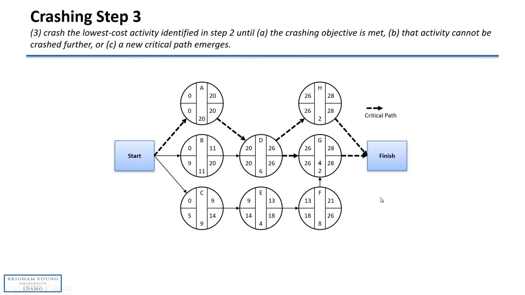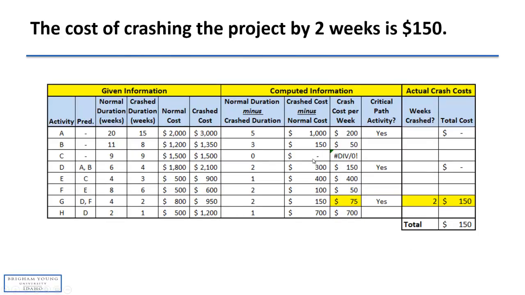And we can shorten G by 2 weeks, so we would take it from 4 weeks down to 2 weeks. And as a result, our longest paths now would be ADH, 28 weeks, and ADG, which was the critical path at 30 weeks, but since we took 2 weeks out of that path, it's now at 28 weeks. So the cost of crashing the project by 2 weeks is $150, but we still have further to go. We need to get down from 28 weeks now down to 25 weeks.